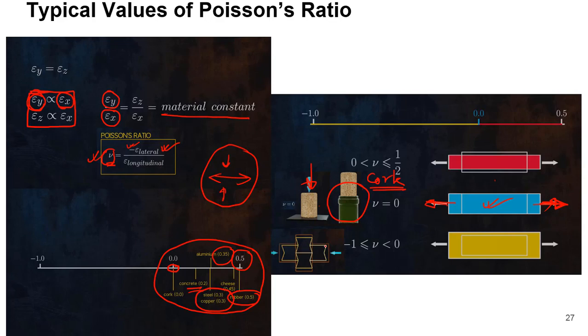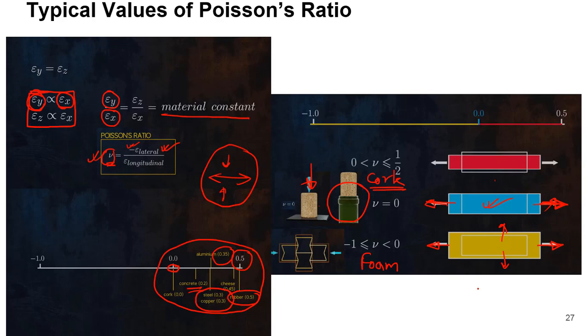Now see another example which is also possible in some engineering materials, like foam. Foam is an example where it is possible that the Poisson's ratio will be negative. What is the meaning of a negative Poisson's ratio? That means you are giving a tensile load, suppose in the longitudinal direction, but at the same time in the lateral direction the cross section will also increase.